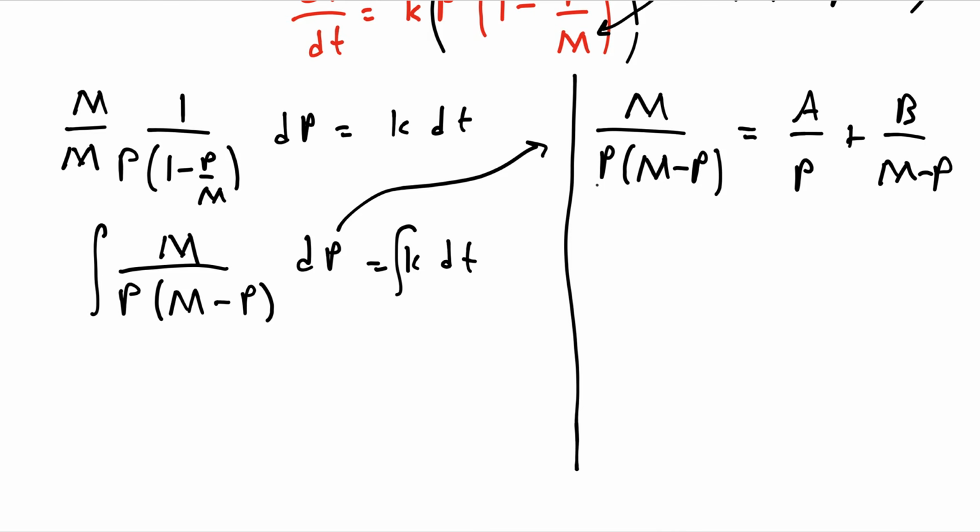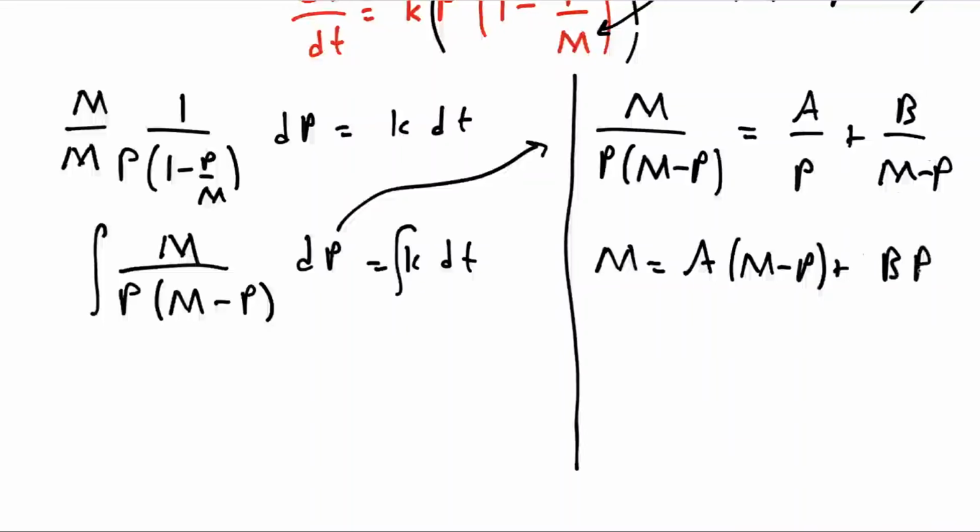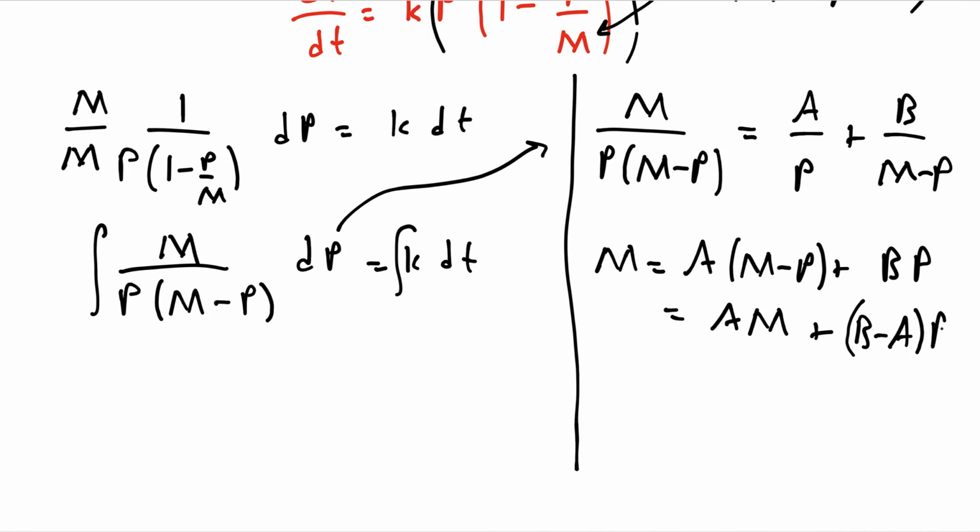Multiply both sides by the full denominator on the left, and we have M equals, the P's cancel for the A term, so we have A times (M minus P) plus B times P. Simplifying, we have A times M. Remember that the variable that we're interested in is P. So we have AM minus AP plus BP, so that's (B minus A) times P. This is all equal to M.